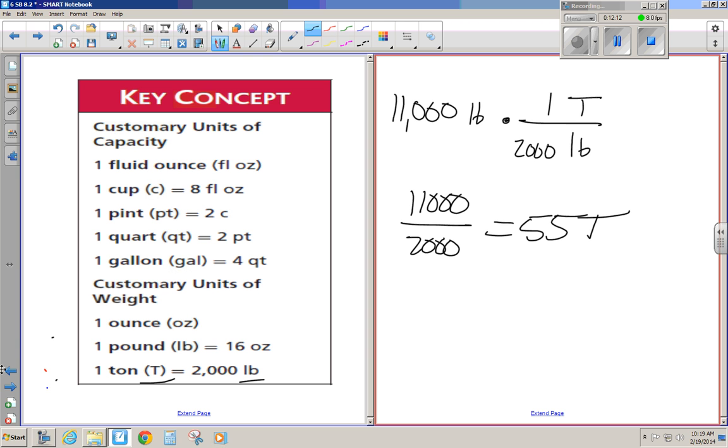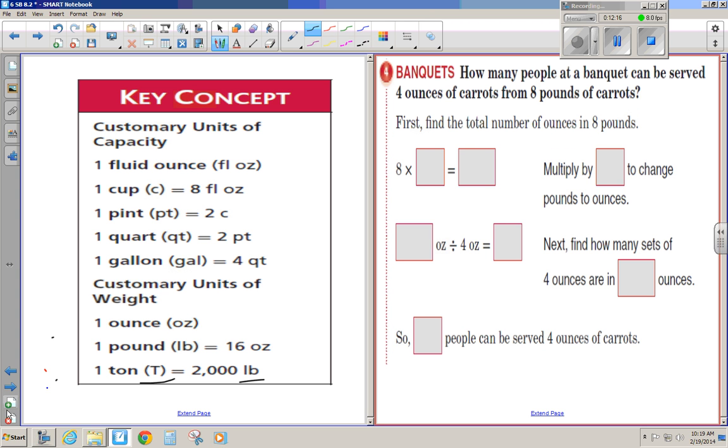Okay, let's keep going. There's a couple more examples, I think. How many people at a banquet can be served 4 ounces of carrots from 8 pounds of carrots? First, find the total number of ounces in 8 pounds. So, 1 pound is 16 ounces, so multiply by 16. It's 128. Then take 128, divide by 4, 32. So that means 32 people can be served this.